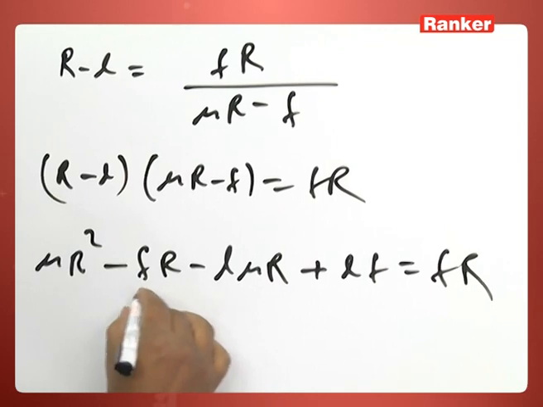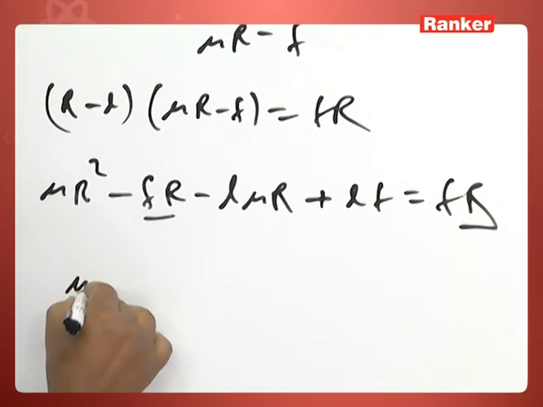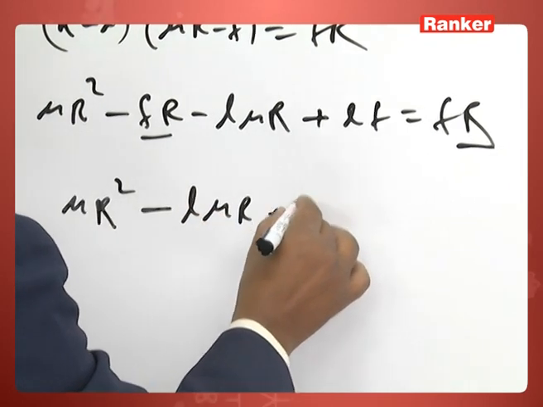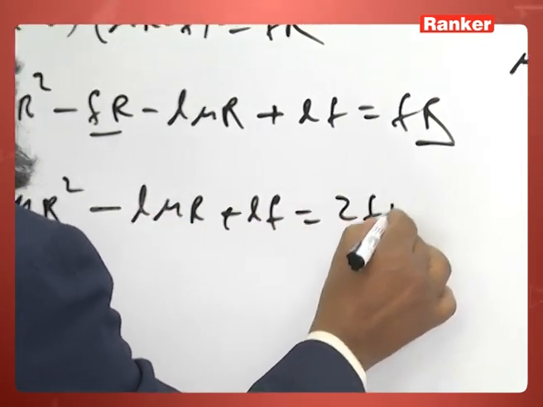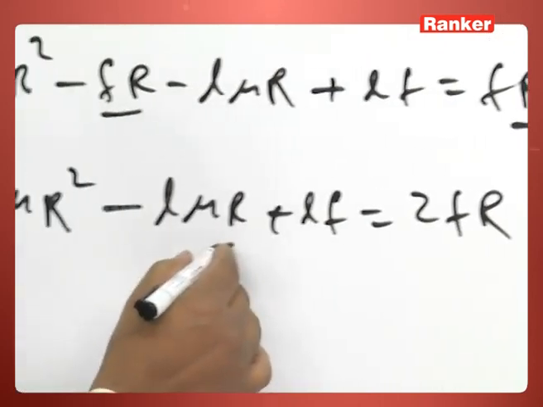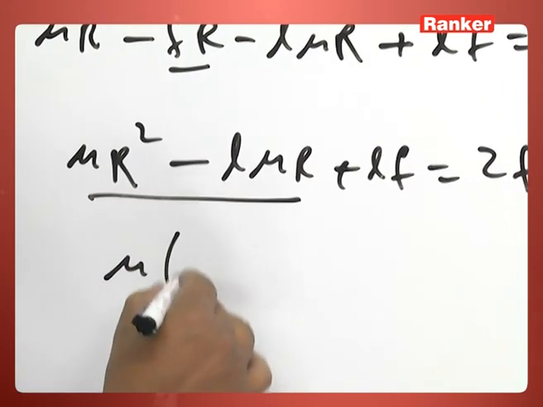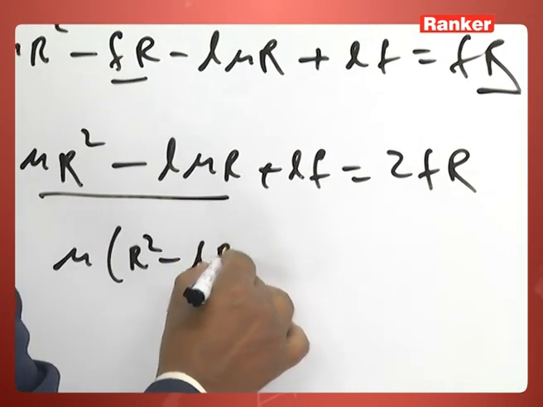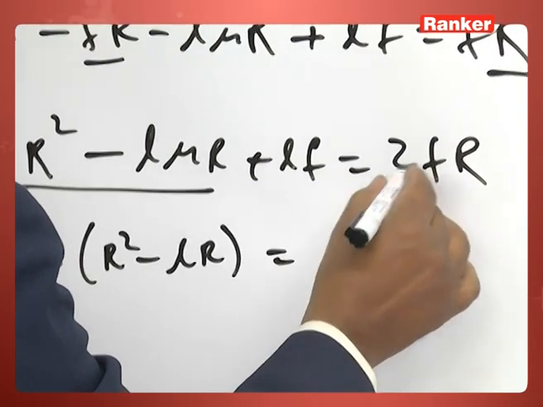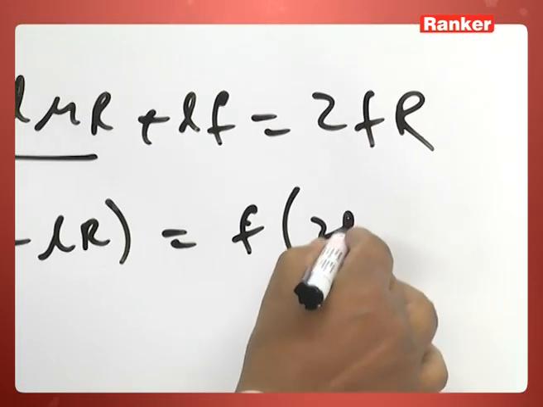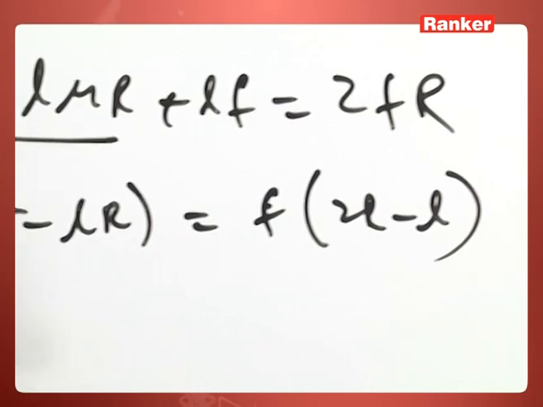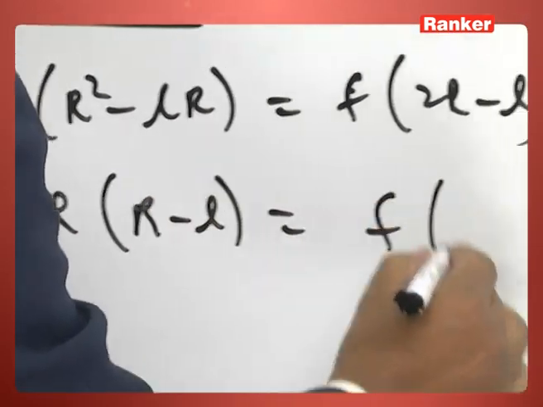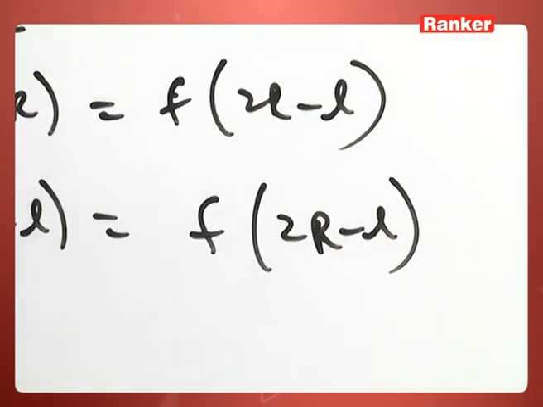So we can bring this Fr here. So you have μr² − Lμr + LF = 2Fr. We can bring this μ here, that is r² − Lr, and we can take F common, 2r − L. So here again μ(r − L) = F(2r − L).